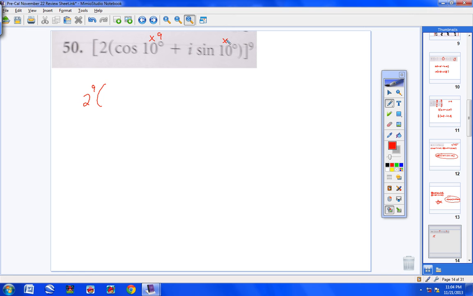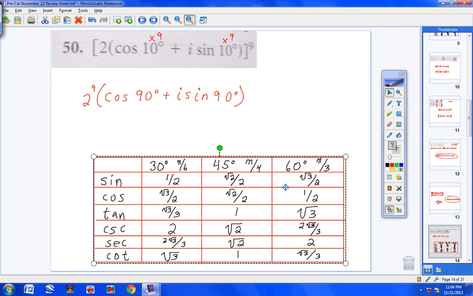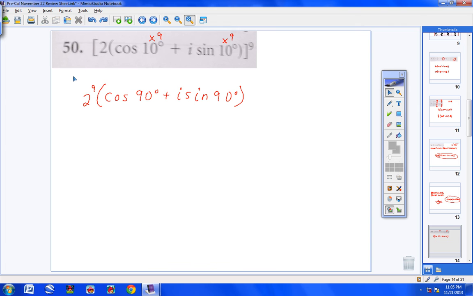You don't raise the 10 to the 9th power, you multiply the angle times the number that's right here. So 10 times 9 is 90, so we have cosine of 90 degrees plus i sine of 90 degrees. Now they want us to write this in standard form. The sine and cosine of 90, if you look at your table, we don't have that anywhere on our table at all, and so we're going to use our calculators.